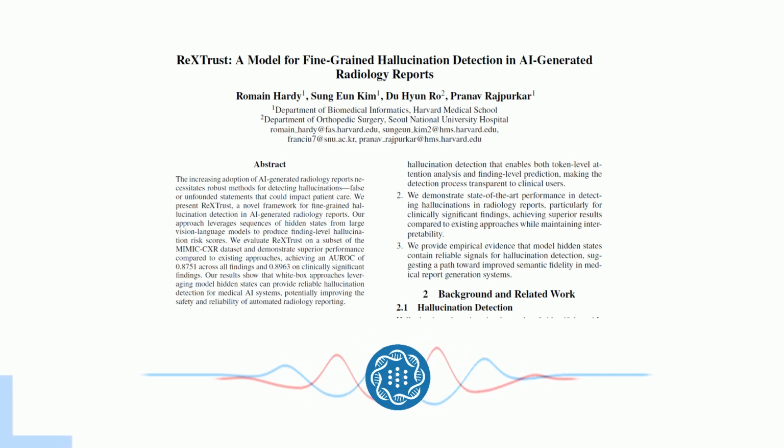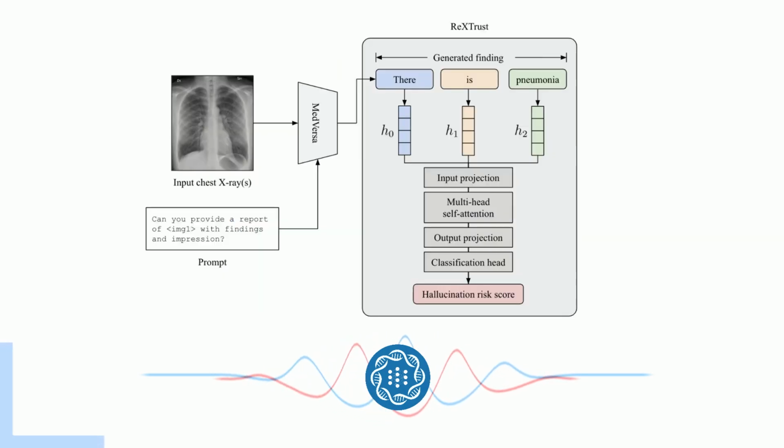So today, we're going to unpack this new system. It's called ReXTrust, and it's basically like a lie detector for these AI radiology reports. That's a great way to put it. And what I think is really interesting is it's not just about catching the AI in a lie. It's about understanding how it's reaching its conclusions. Okay, so it's less about saying wrong answer and more about understanding how the AI thinks. I'm guessing that's where this whole white box approach comes in. I remember reading about that.